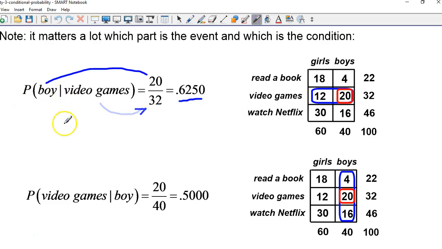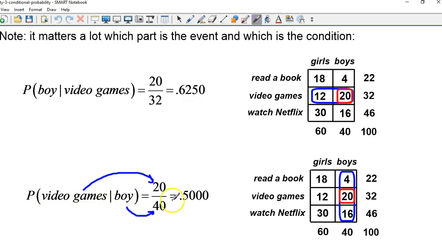But if I reverse that, if I say what's the probability that someone likes video games given the condition that they're a boy, out of the 40 boys, 20 of the boys like video games, that probability is 50%. Very different. So it matters quite a bit which one is which.